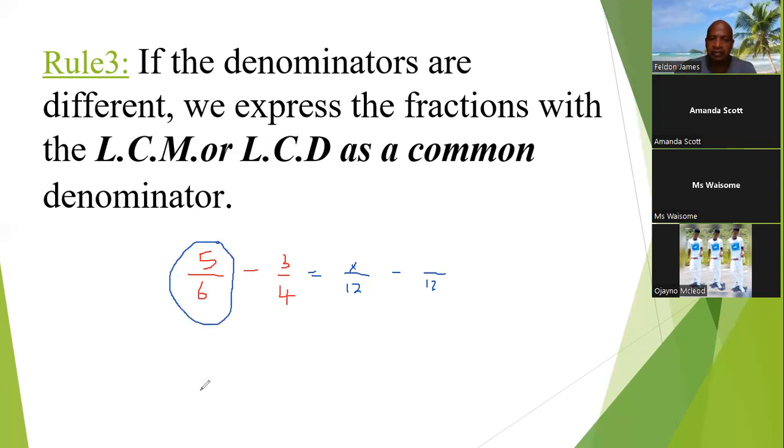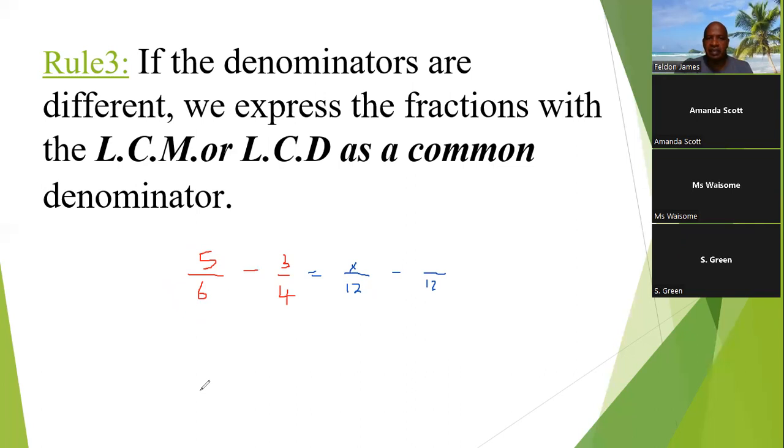Equivalent to this? 10. All right. How would we get the numerator to be 10? Sir, we say that 6 into 12 is 2, and then 2 times the numerator. All right, so Ms. Raysom said 6 into 12 is 2. So we'd say 2 times the numerator. All right, fair enough.